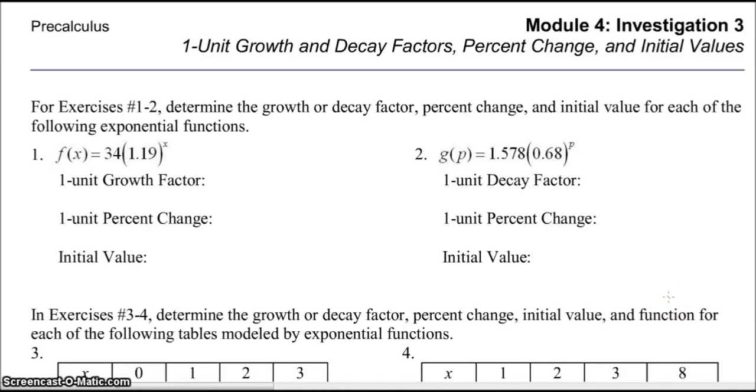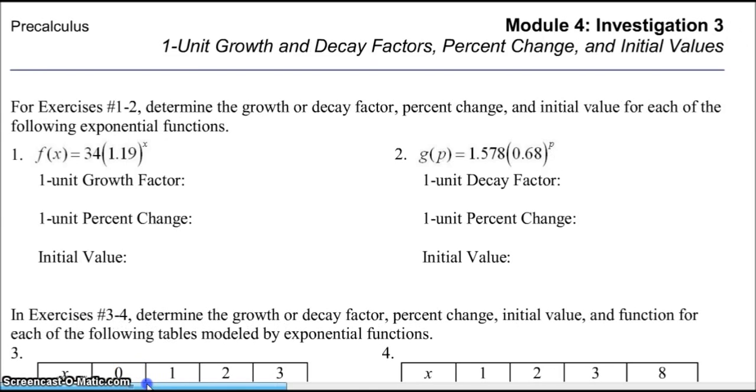Module 4, Investigation 3, 1 unit growth and decay factors, percent change, and initial values. For exercises number 1 through 2, determine the growth or decay factor, percent change, and initial value for each of the following exponential functions. Number 1, f of x equals 34 times 1.19 raised to the x.